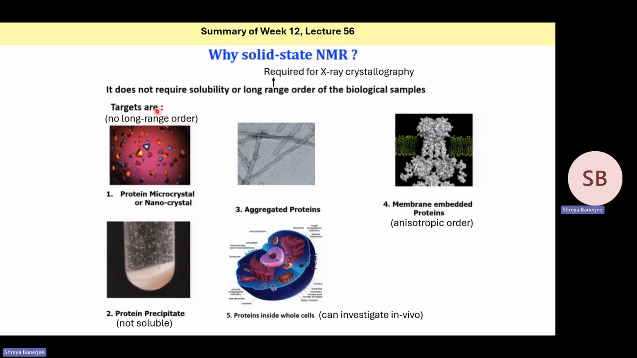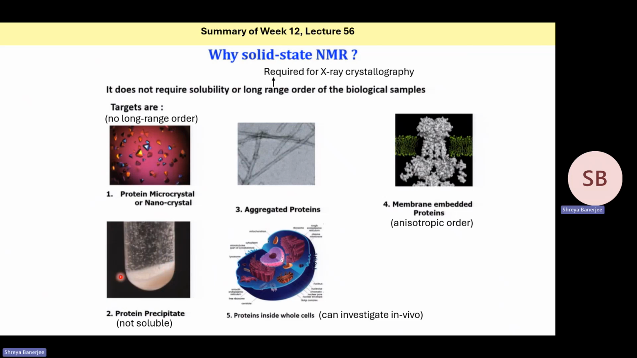Normally, the targets of solid state NMR can be protein micro or nanocrystals. Suppose you have a very small dimension crystal, which is why it's called micro or nanocrystal. It does not have long range order. It only has a short range orientational order. Then this cannot be studied by X-ray crystallography. You will need to use solid state NMR.